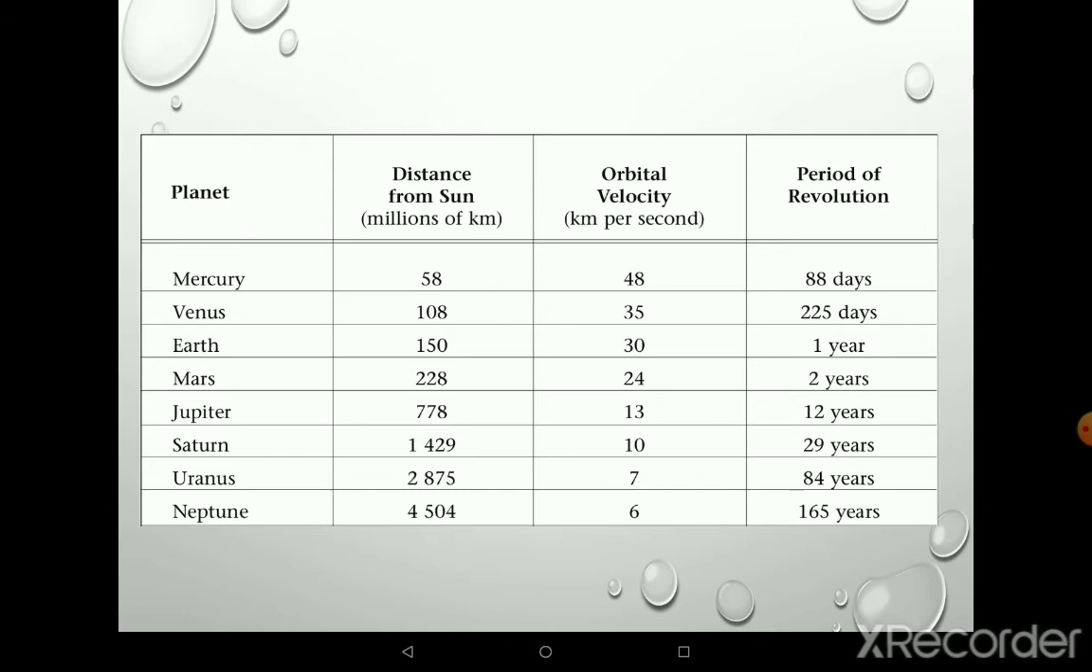365 days. Yes. Then Mars, 2 years, Jupiter, 12 years, Saturn, 29 years, Uranus, 84 years, and Neptune, 165 years. Means the farther the planet, the more time it will take to revolve around the sun.